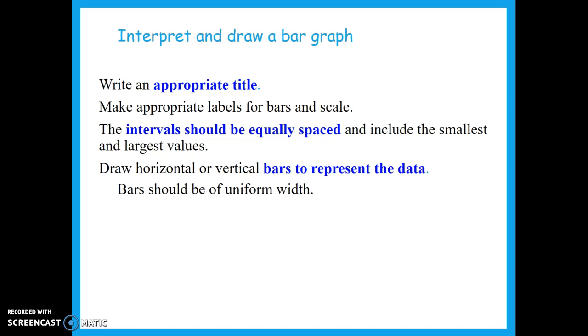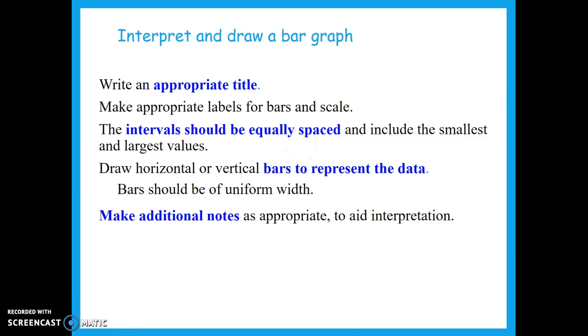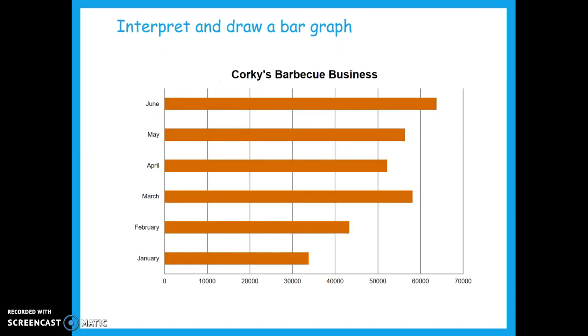Draw horizontal or vertical bars to represent a bar graph data. Bars should be uniform width, which is why the intervals should be equally spaced. Make any additional notes as appropriate to aid in interpretation. So looking here, we have Corky's Barbecue Business. We have our title. We have horizontal bars here. They are equally spaced. The interval, meaning the width of each bar, is the same for each.